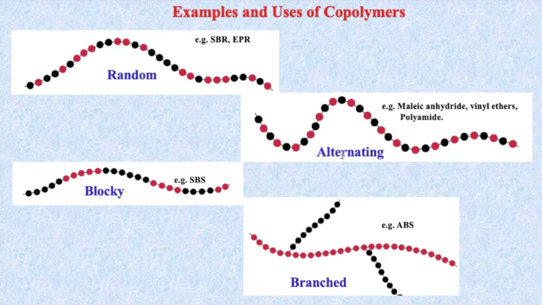And then the other one, alternating arrangement, will give the maleic anhydride, will give you polyamides and the rest of them. And then the block one will be styrene butadiene styrene, and this is the one that you usually use for 3D printing commonly, acrylonitrile butadiene styrene. This will be the branched one. So again, just indicating that different copolymers will give different polymers which have different properties because of the arrangement of the monomers, the repeating units.